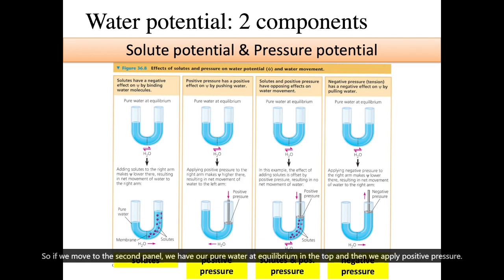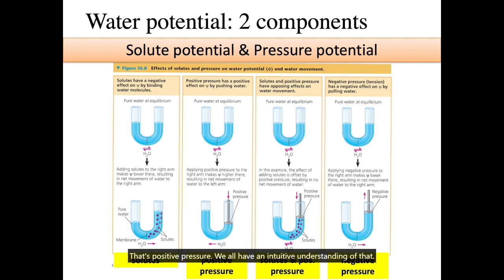So if we move to the second panel, we have our pure water at equilibrium in the top, and then we apply positive pressure. So imagine you take a plunger and you push down on it. That's positive pressure. When you do that, the water flows through the semi-permeable membrane and travels up the left side of this U-shaped tube. That's positive pressure. We all have an intuitive understanding of that. Now, you have a higher level on the left.